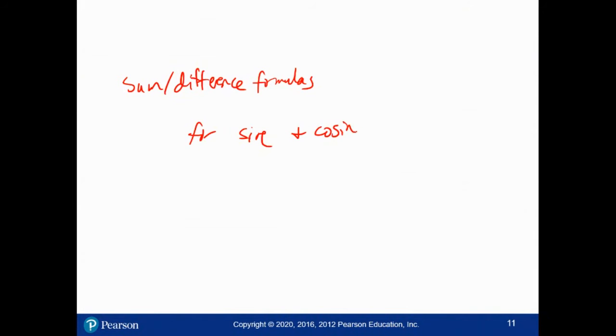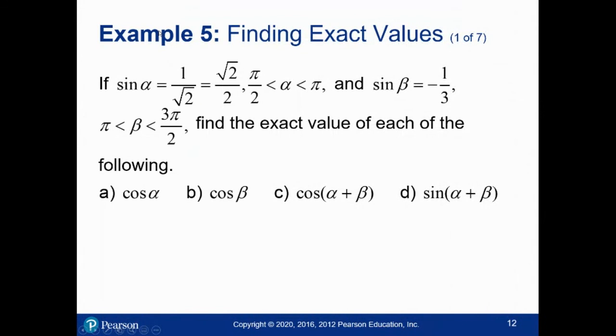So we have introduced sum and difference formulas for sine and cosine. That's what we introduced here. If you come back in the next video, we're just going to keep working through problems, and we're going to introduce some more stuff in this section. Okay, but to begin with, we're just going to come back and do more examples.